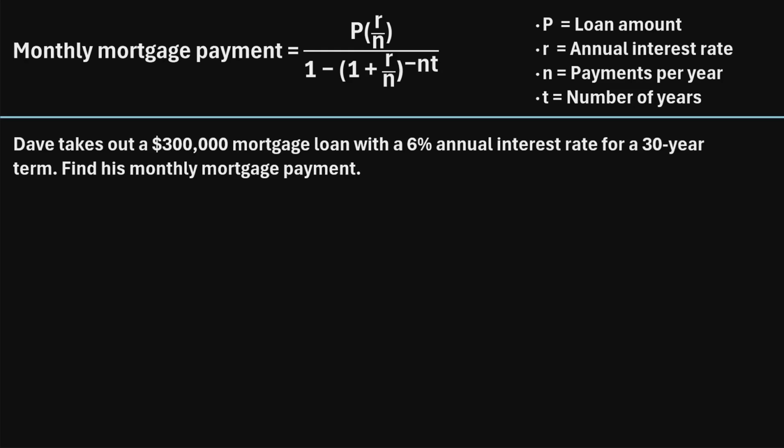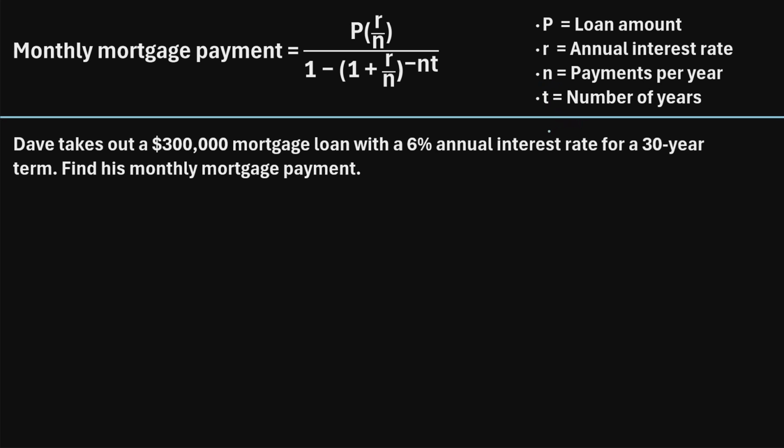In this video, I will explain how to calculate a monthly mortgage payment. So here's the formula that you can use: P times (R over N) divided by 1 minus (1 plus R divided by N) to the power of negative N times T. Now, in this formula, P is the loan amount, R is the annual interest rate, N is the number of payments per year, and T is the total number of years.